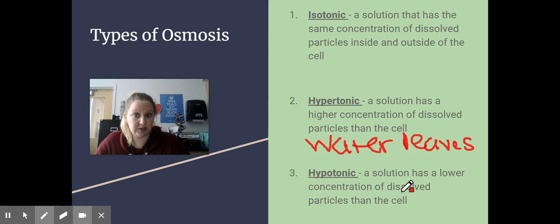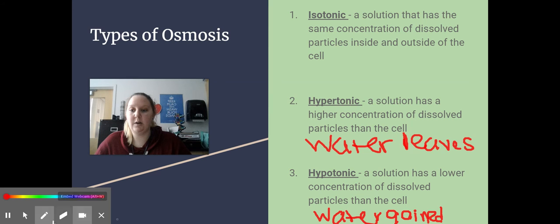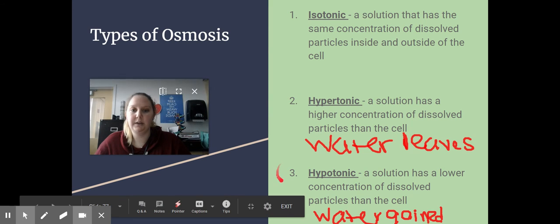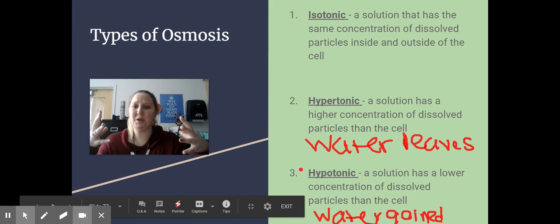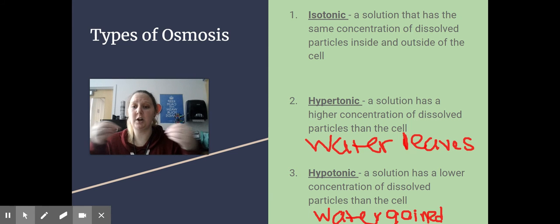In hypotonic solutions, the solution has a lower concentration than that of the cell. So water is gained by the cell. In our hypotonic solution, the cell gets very large, like a balloon. It swells up because water is being gained by the cell, but in a hypertonic solution, the cell shrivels up because the water is leaving the cell.